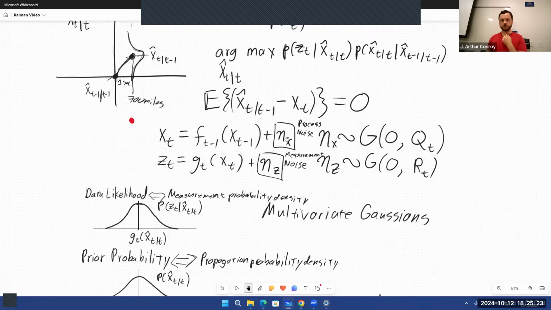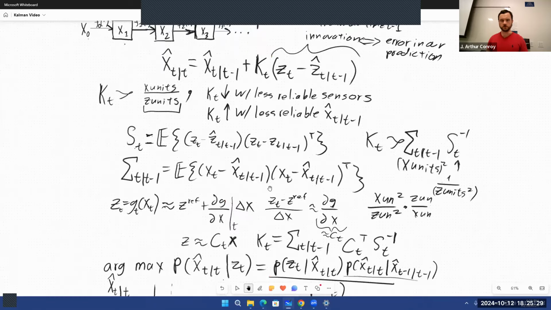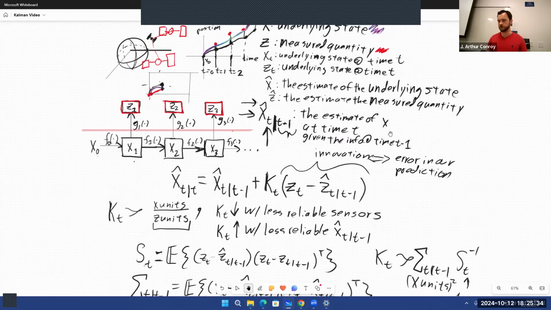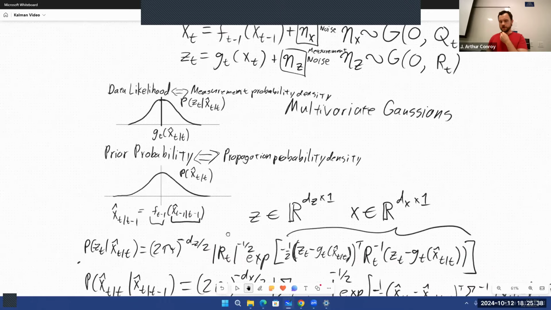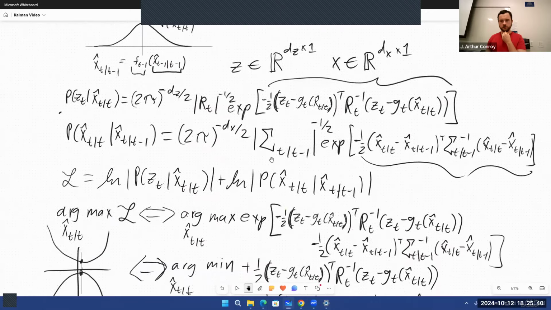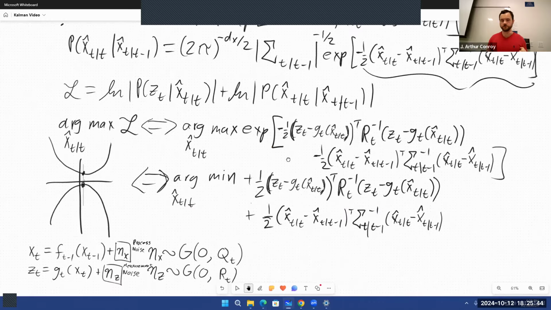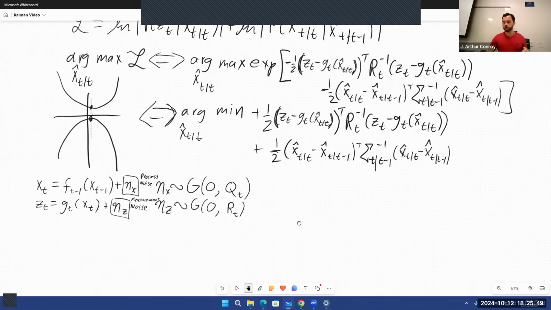And we developed what a process model was, that is how we transition from one underlying state to another, what our measurement model is, so how we get the measurements from that underlying state, how they relate. And then we re-solidified our problem as a maximum a posteriori estimation. And from that, we obtained this objective function. All right, so here I have this least squares objective function, which is good.